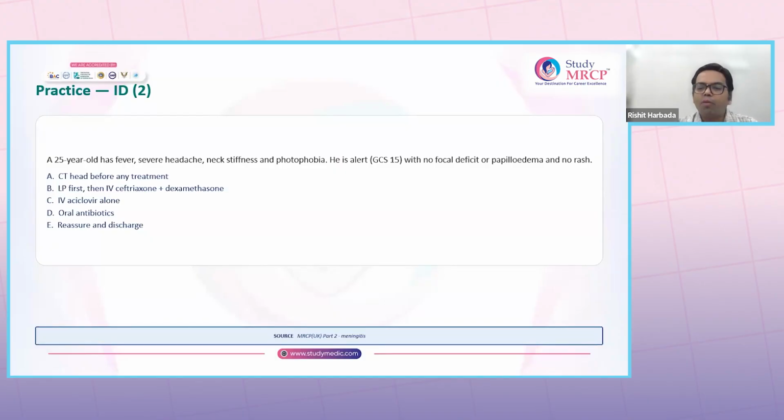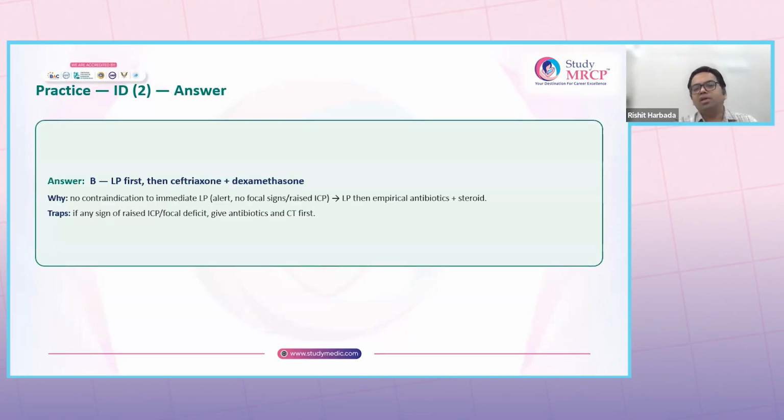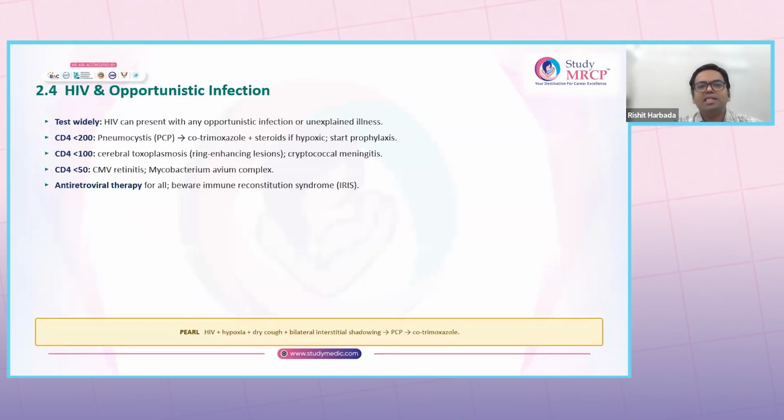So here it is going to be option B, because there are no contraindications to LP. So first you'll do the LP and diagnose the type of meningitis. And if there are contraindications, give antibiotics and do the CT first. So this is about meningitis in short.